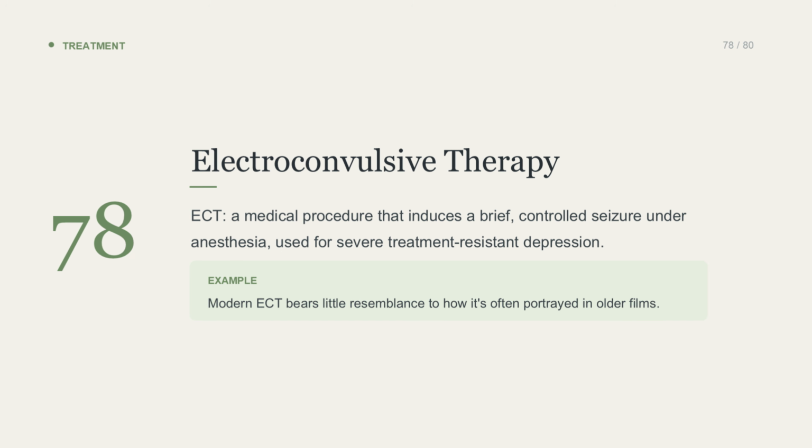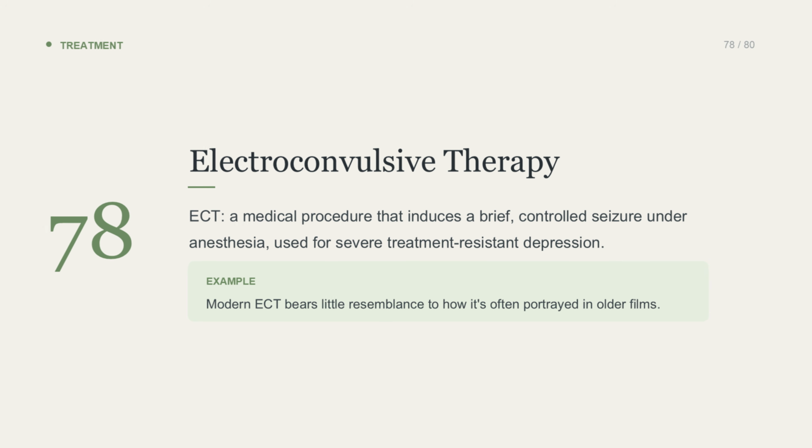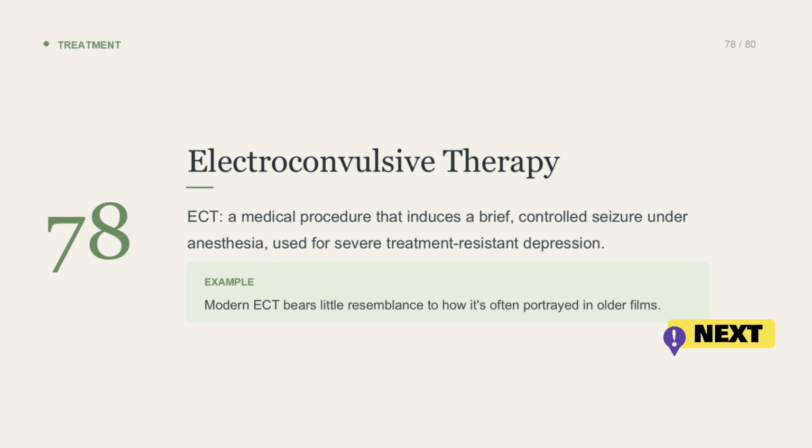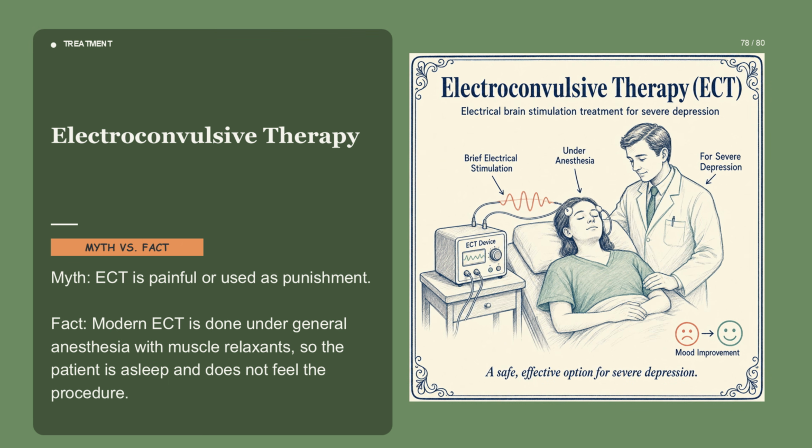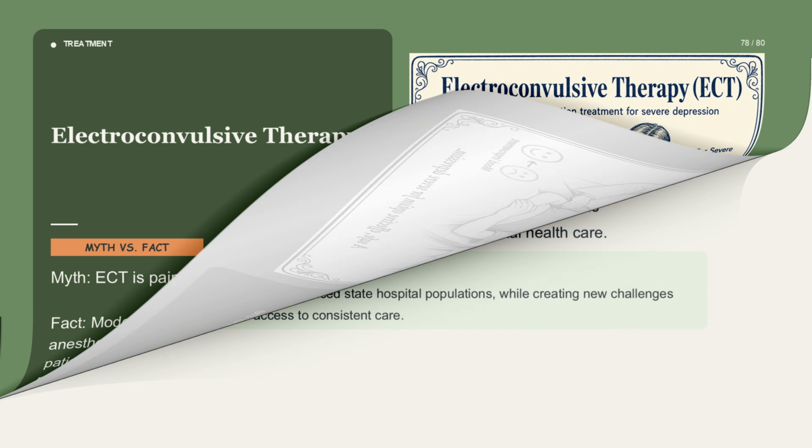78. Electroconvulsive therapy. Electroconvulsive therapy, or ECT, is a medical procedure that induces a brief controlled seizure under anesthesia and is used for severe depression that hasn't responded to other treatments. For example, ECT is sometimes used for patients with severe treatment-resistant depression, and modern ECT bears little resemblance to how it's often portrayed in older films.